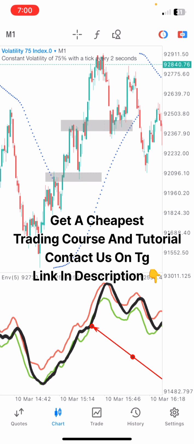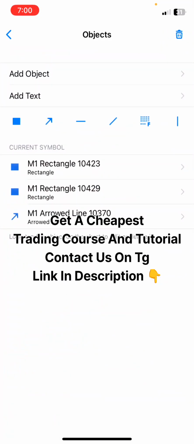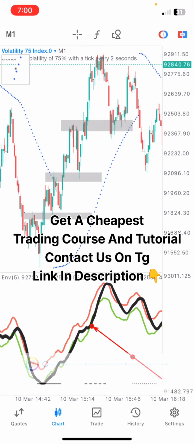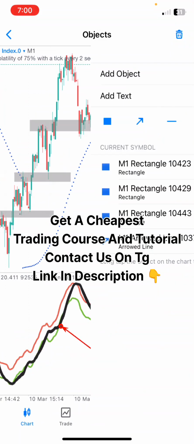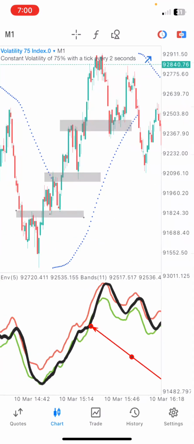Okay, so whenever the price breaks a high, then you wait for the retest and take your trade at the retest. So this is what I'm talking about. Whenever the price breaks a high, wait for the retest and enter your trade. Okay, as simple as that. Let me show you guys what I just explained.